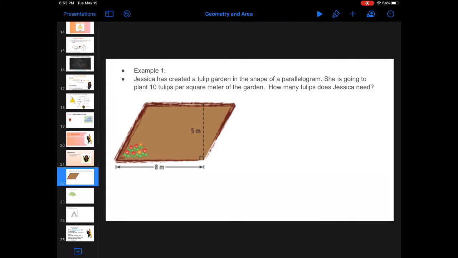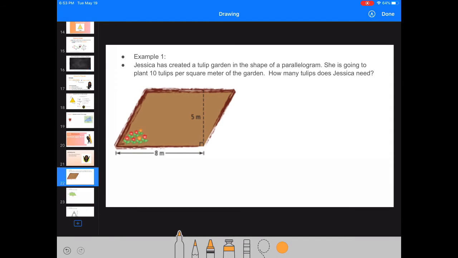Jessica has created a tulip garden in the shape of a parallelogram. She's going to plant 10 tulips per square meter of the garden. How many tulips does Jessica need? Okay, so there's some key things here. We know that it's a parallelogram, and we're trying to find the area of it.